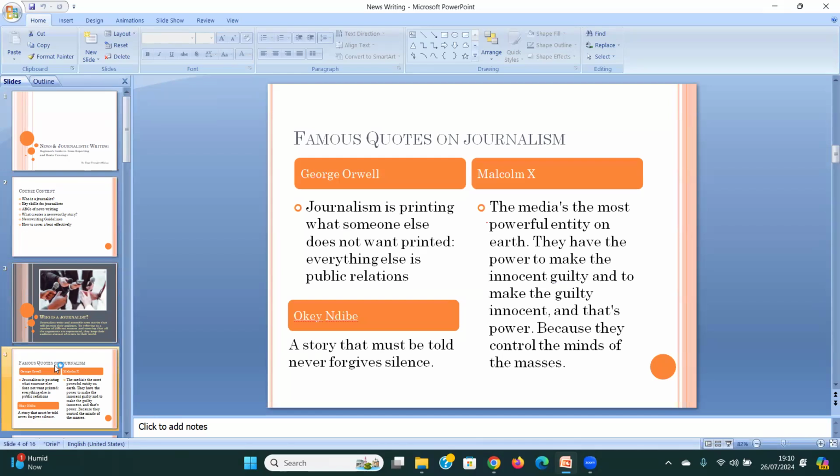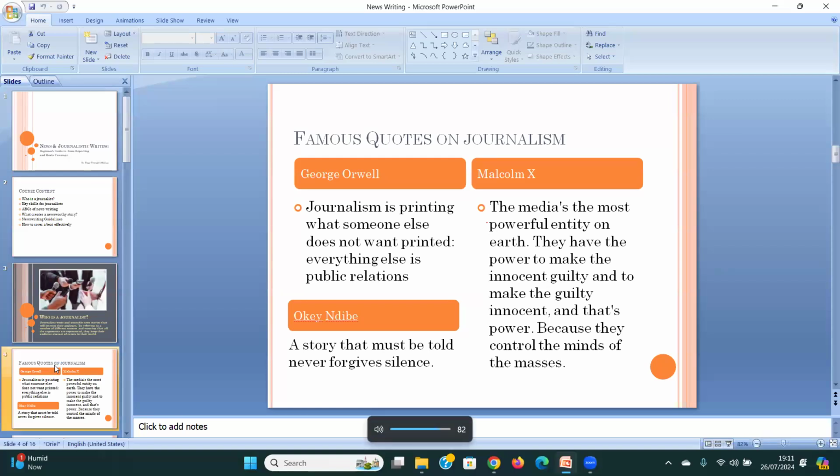So to better understand that function or that role, there are two or three quotes that I find interesting, which illustrate the point of what journalism is. The first one is the quote by George Orwell, the author of Animal Farm and 1984. He says, journalism is printing what someone else does not want printed. Everything else is public relations.